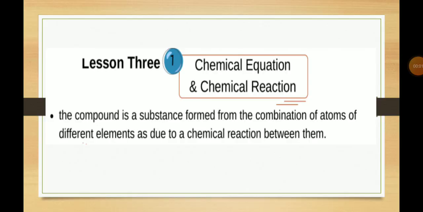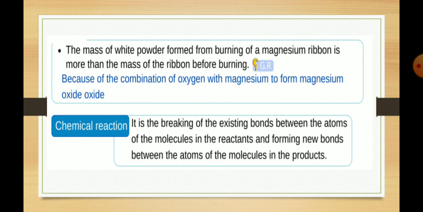Today we're going to talk about Lesson 3 and Unit 1, Chemical Equations and Chemical Reactions. The compound is a substance formed from the combination of atoms of different elements due to the chemical reaction between them. So first of all, we are going to talk about the definition of chemical reaction. It is the breaking down of the existing bonds between the atoms of the molecule in reactants and forming new bonds between the atoms of molecules in the products.